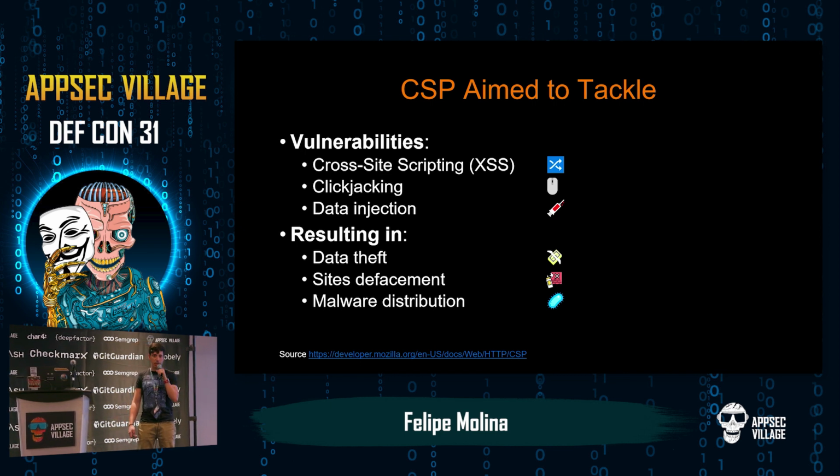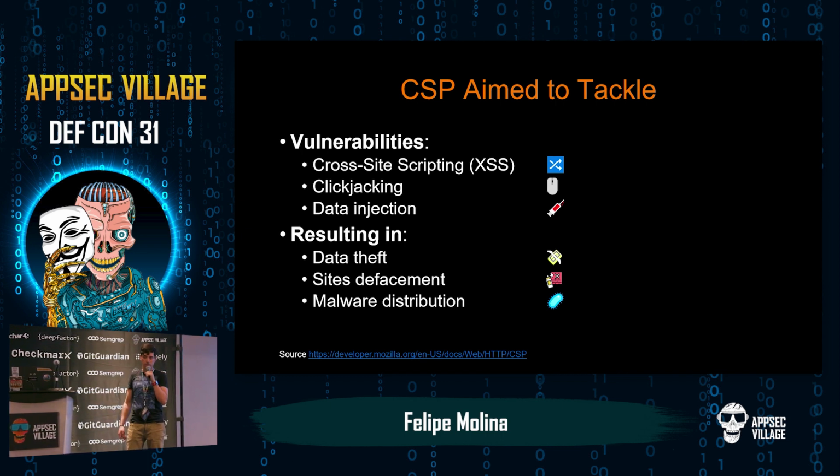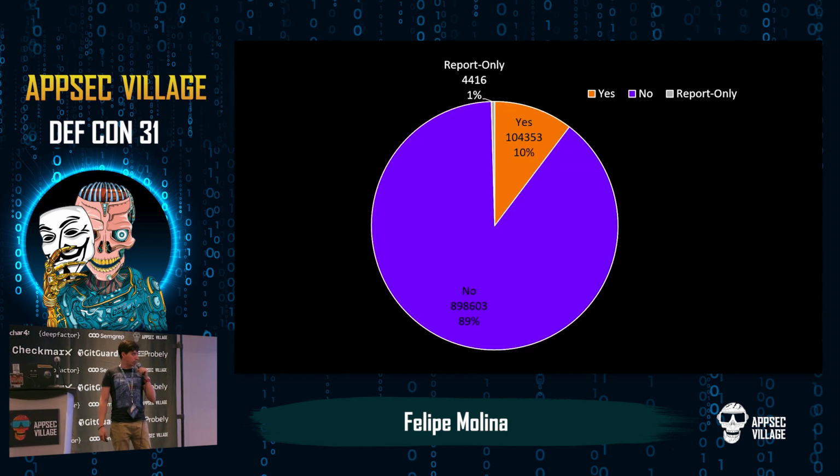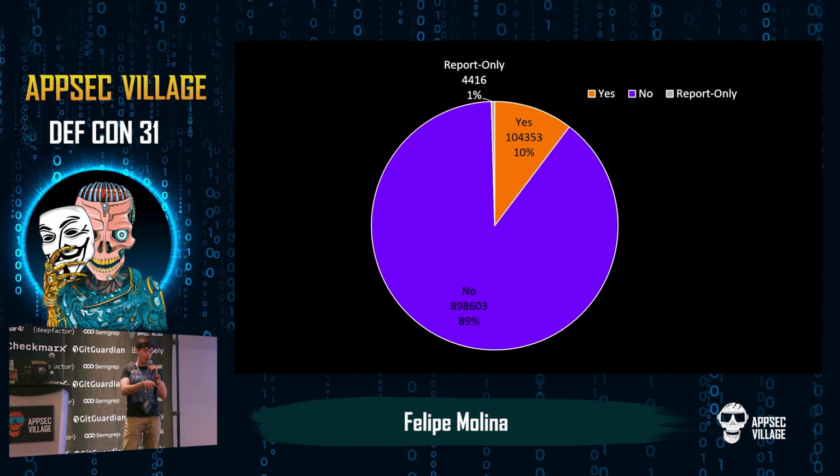So it looks like CSP has a really good aim. It's really good to implement. But yet, even knowing how good implementing CSP could be, most of us are not pushing that button. Only 10% of the sites that I scanned were implementing CSP. This is a chart that indicates how many of those 1 million sites that I scanned were implementing CSP headers.